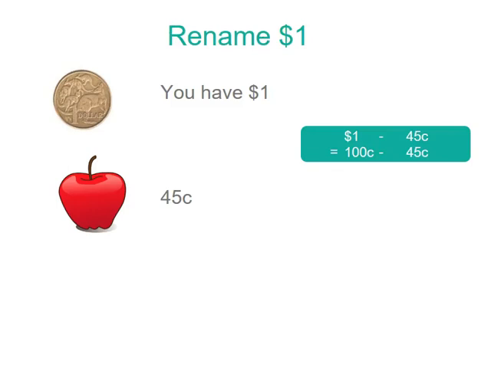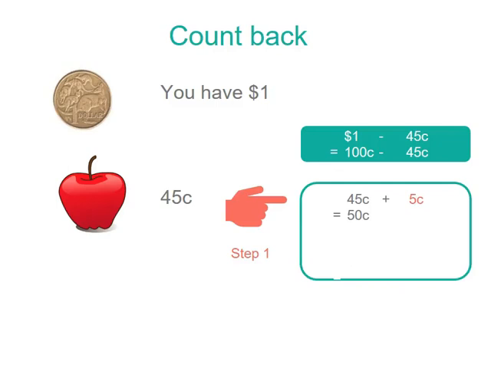So first, let's rename our $1 to 100 cents. That way, I'm subtracting cents from cents, and that makes it a little easier. I'm going to do counting back. So what I'm going to do is I'm going to start with how much the apple cost, and I'm going to add back until I get to $1, and that's the difference between 45 cents and $1.